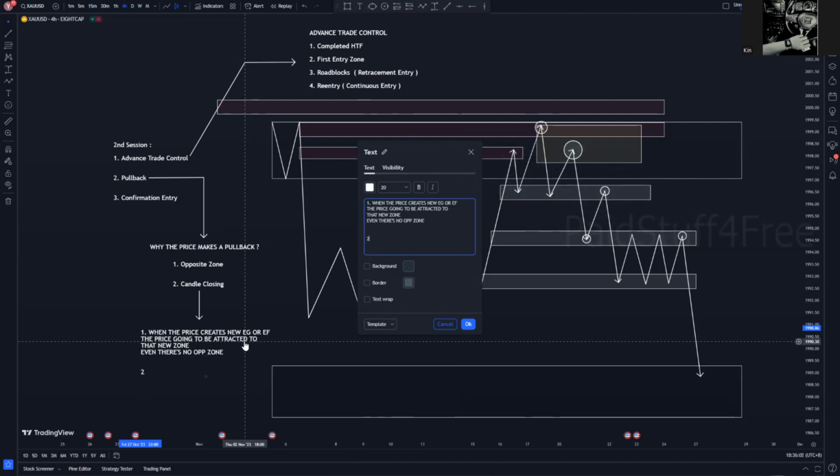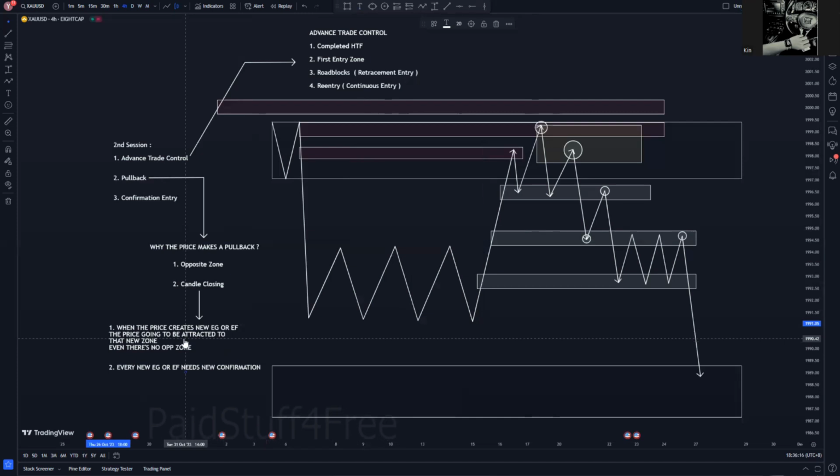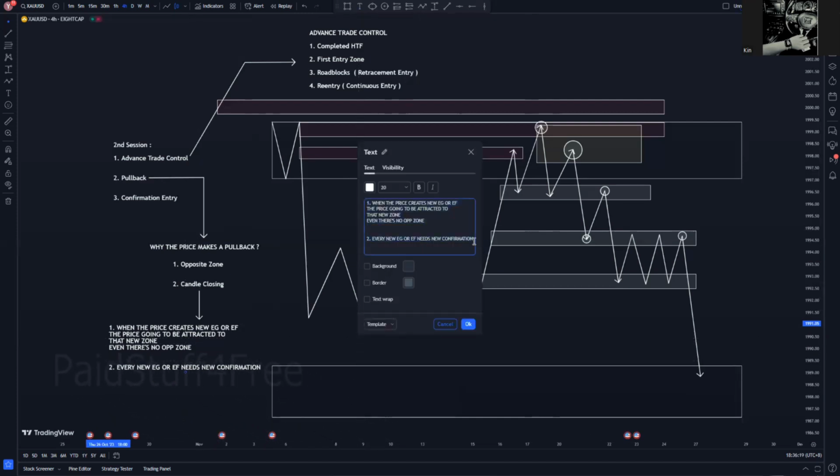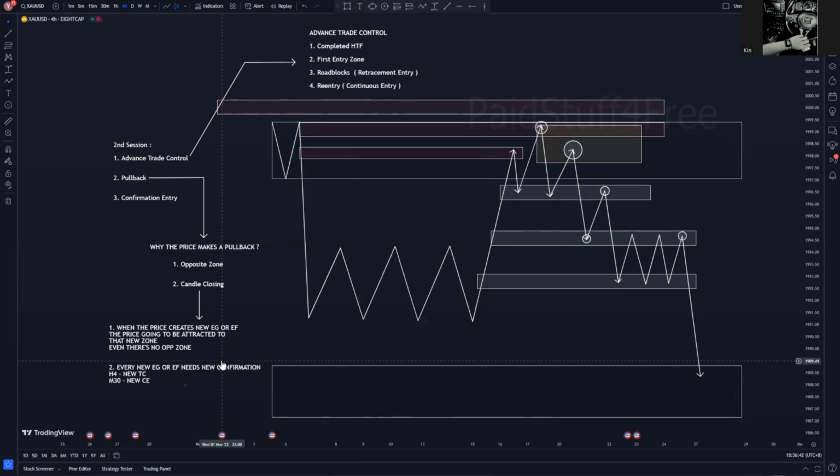The second rule is that every new EG or new EF needs a new confirmation. If we talk about the H4, it needs a new TC, maybe like a new first entry zone. If we talk about the M30, the price needs a new CE. I'm going to explain this, so don't worry about it.